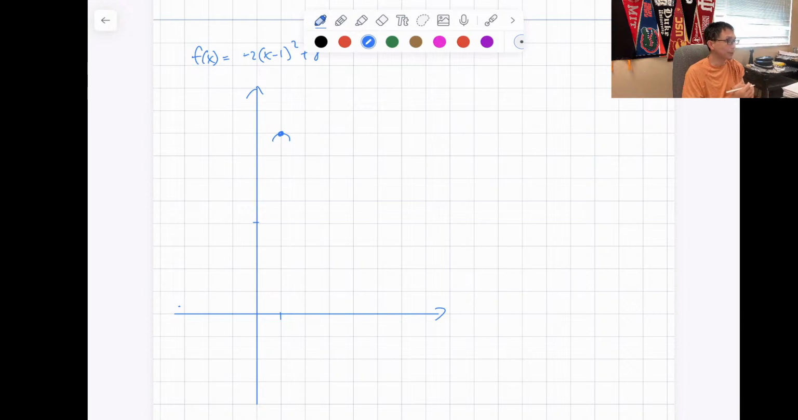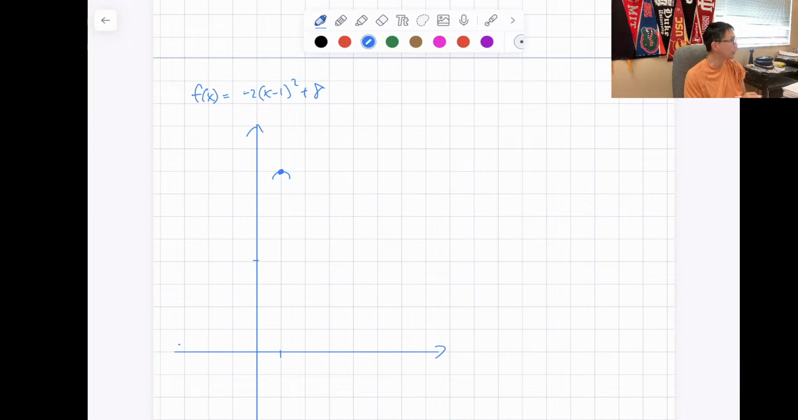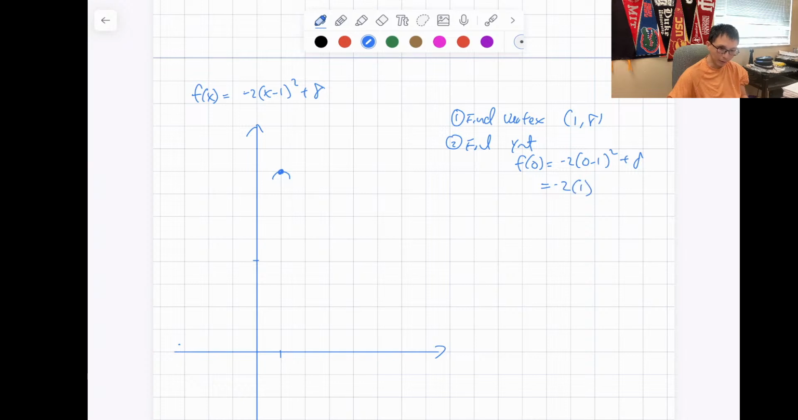Can you find the y-intercept first? What is a y-intercept in this case? How do you find the y-intercept, by the way? At first, I will probably say find the vertex, right? That means here's (1, 8). We already did that. Second, I will say find the y-intercept. How do I find the y-intercept on any type of equation on SAT? What do you do? Plug in 0 for x. So it'll be f(0) = -2(0 - 1)² + 8 = -2 times 1 + 8 = 6.